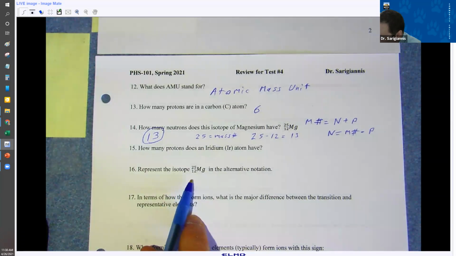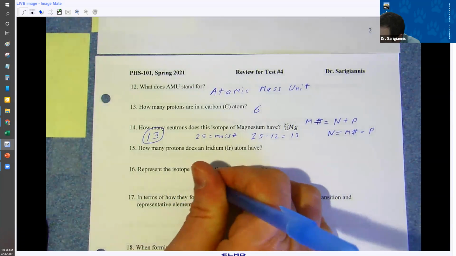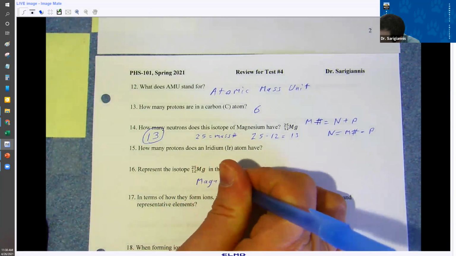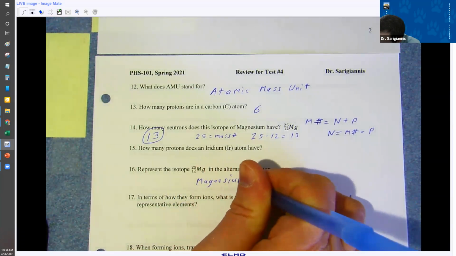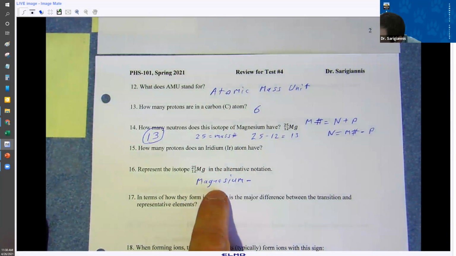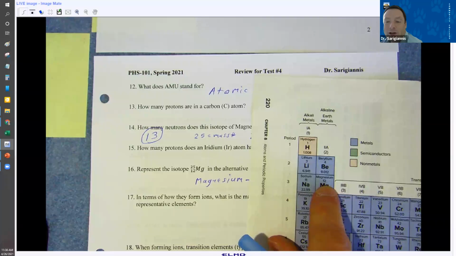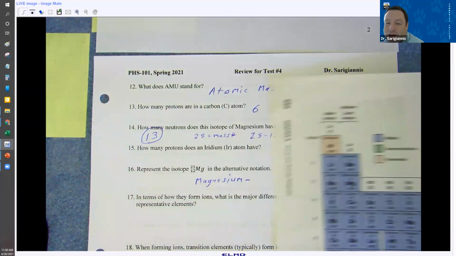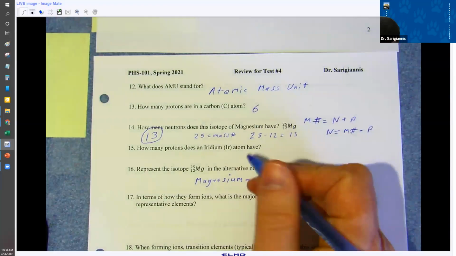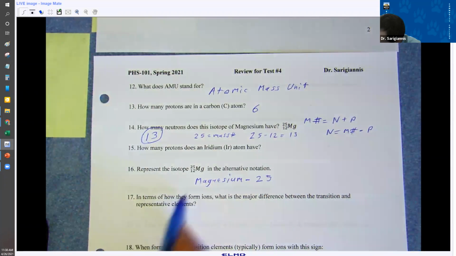I'm just going to jump to this one here. Isotope 25 12 magnesium. The alternative notation, right, is magnesium dash. Now, remember, as long as we know the element name, we can go to the periodic table and look up the number of protons, right? That's the atomic number. So we don't need the 12. So this is where you would write magnesium 25. So these two questions are kind of coupled.